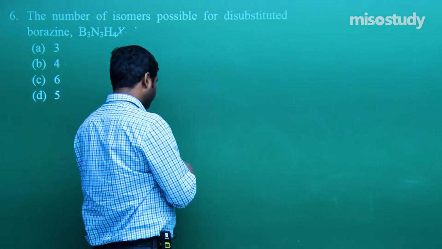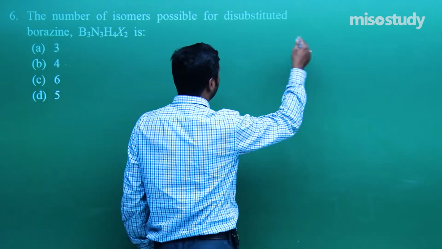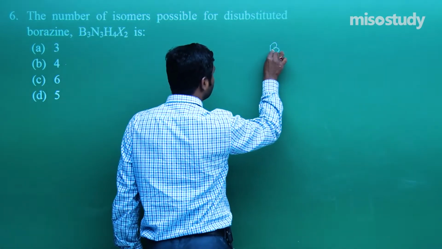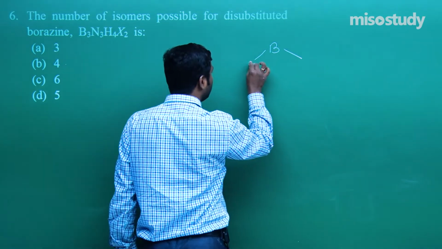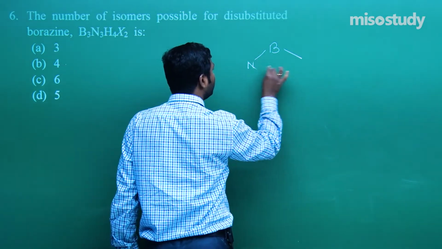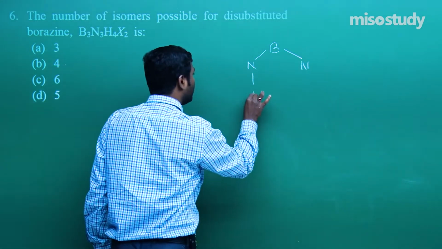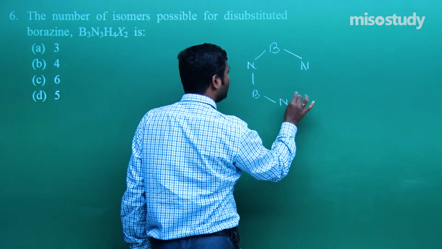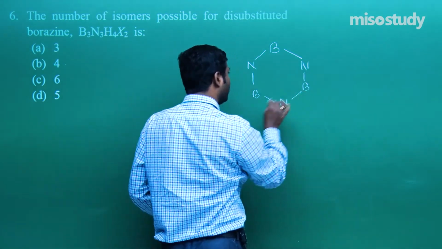Check out the thing and wait for a moment. First of all, let me draw the structure of inorganic benzene. Put here N and N, put here B, then N here, then put here B, then N here. Okay, sir.